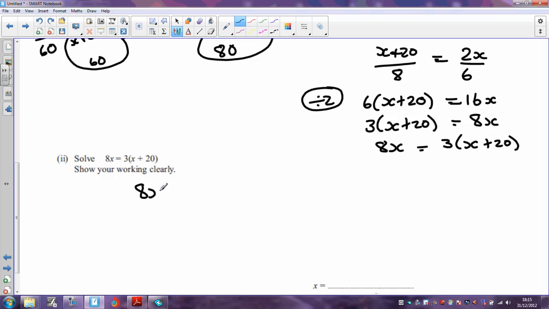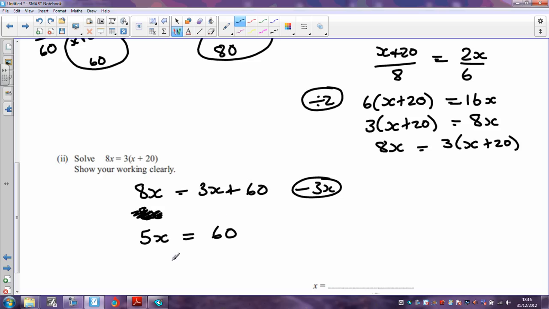If we now just remove the brackets here, you've got 8x is equal to 3x plus 60. In other words, 8x, if we now take away 3x from both sides, subtract 3x from each side, this side is now 5x. Subtracting 3x from this side, we're left with 60. And if 5x equals 60, just dividing both sides by 5, that means that x must be 12.